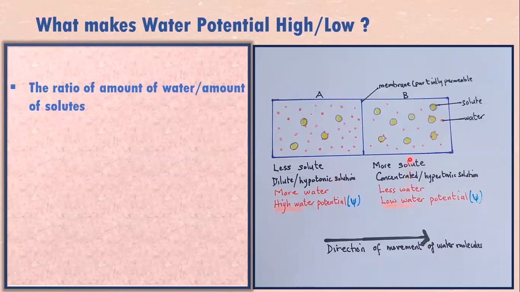And here you have less water, more solute, so you have low water potential. So the direction of movement of water is from the high water potential to the low water potential areas. So that is it. Now, having looked at it like this, we want to find out how water potential is measured.